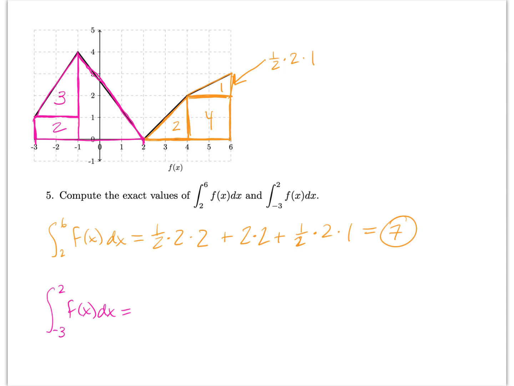And then what's left over here is just one big triangle. It has a base of 3, height of 4. So 1/2 times 3 times 4 would give me 6. So this is 3 plus 2 plus 6, which is 11.